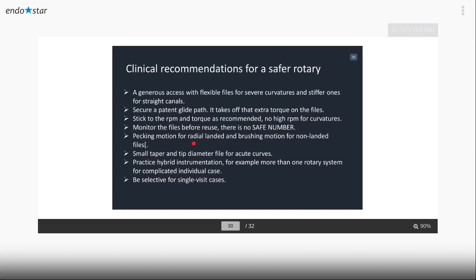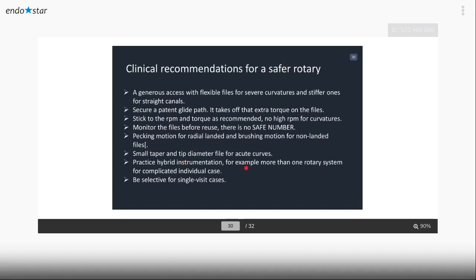This point is very important. The radial landed files' movement is a picking motion, but you can get benefit from the E3 or the heat treated file in a brushing motion in non-landed files, and at the same time in the heat treated wires. This point I have talked about here: the small taper is very good in application in severe or acute curves. The last point, which leads to my technique: always practice hybrid instrumentation.